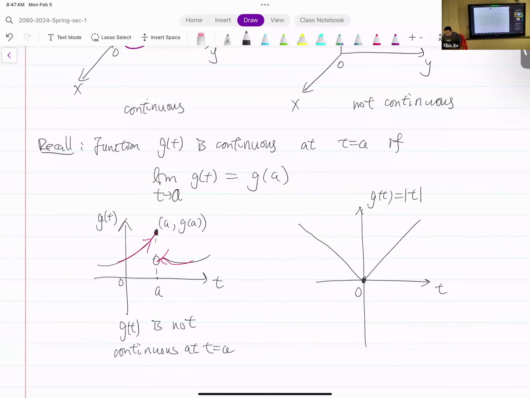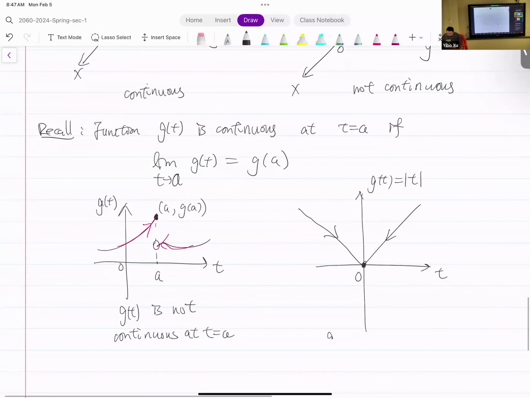So on the right hand side, the slope looks to be 1. The left hand side, the slope looks to be -1. But if you approach 0, then you see the functional value just agrees. The left hand limit is 0, the right hand limit is 0, and the functional value is also 0. So in this case, g is continuous at x equal to 0.